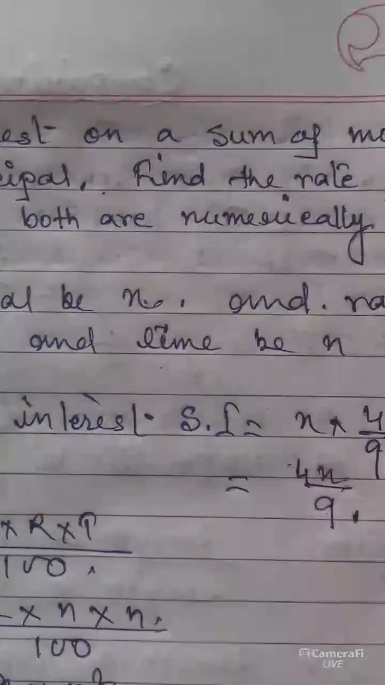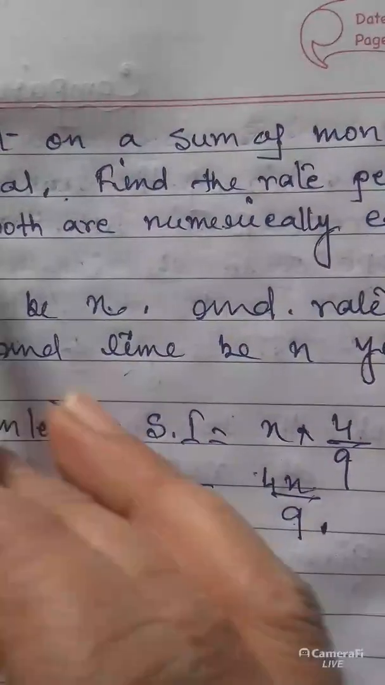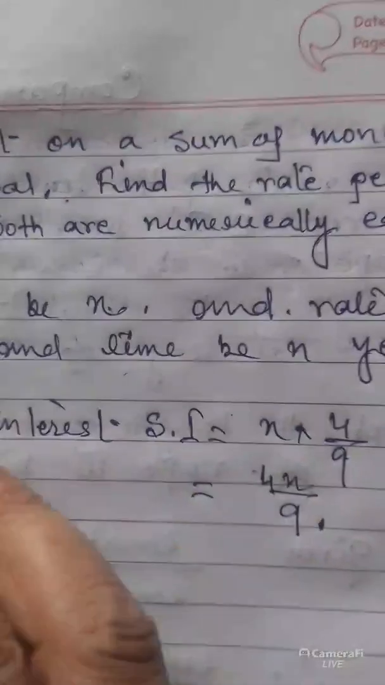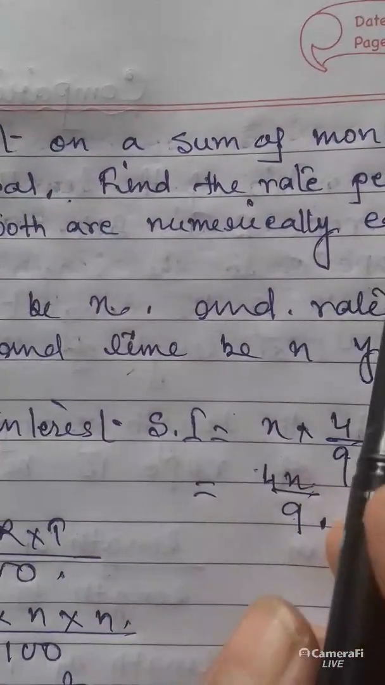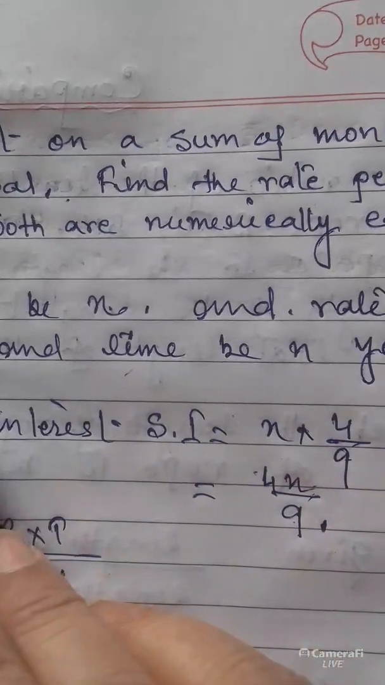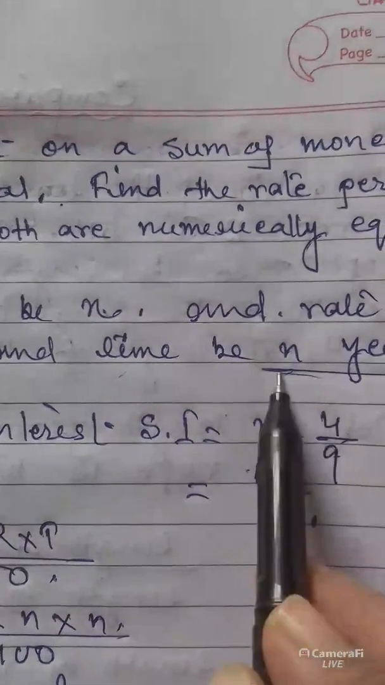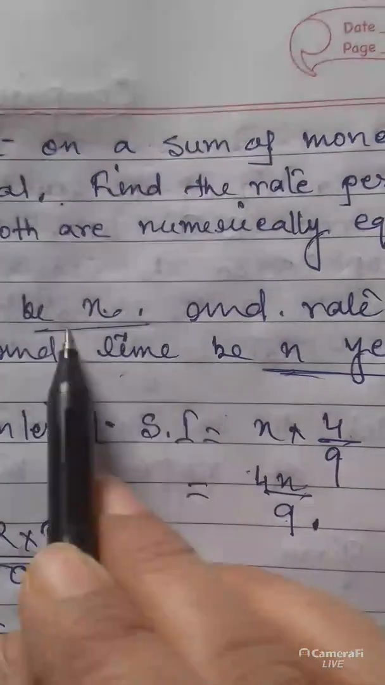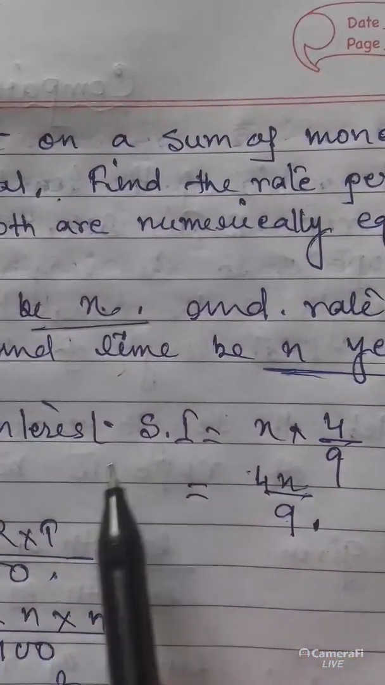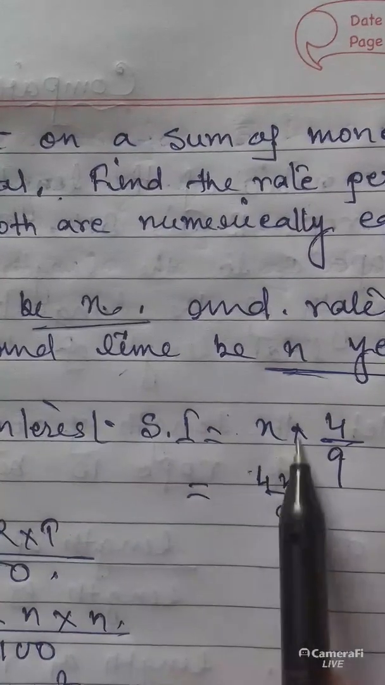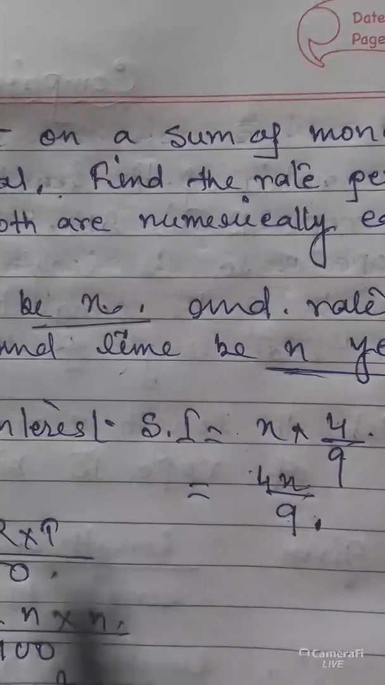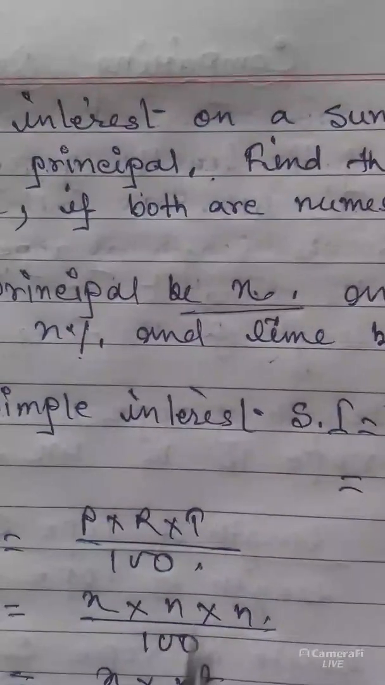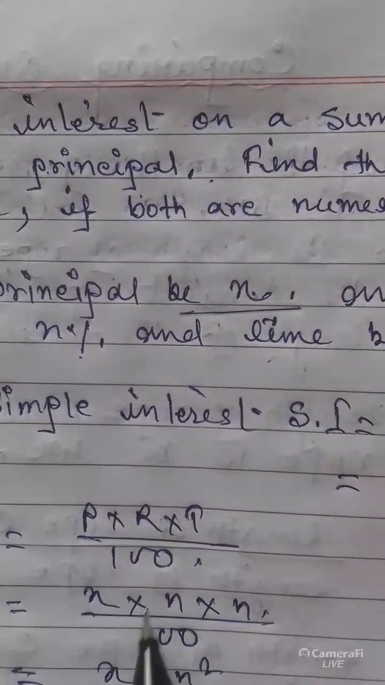So the simple interest on a sum of money is 4 by 9 of the principal. Find the rate percent and time if both are numerically equal. Both are equal means if rate equals n%, then time is also n years, and let the principal be x. Now simple interest, according to the question, is 4 by 9 of the principal. So x into 4 by 9 means 4x by 9, and we also know that SI equals P into R into T by 100.